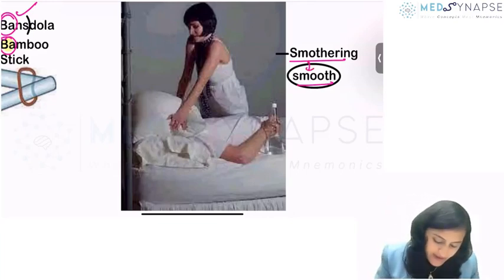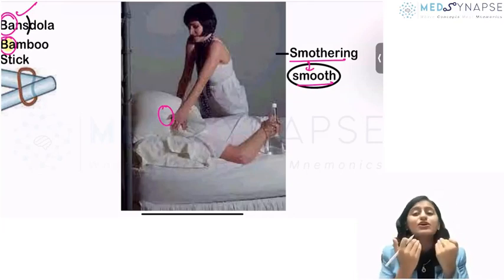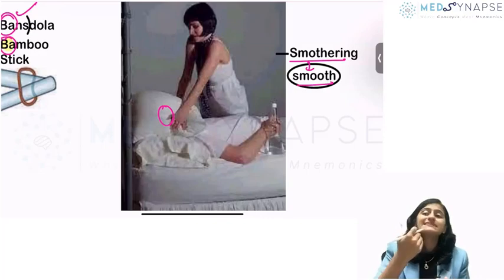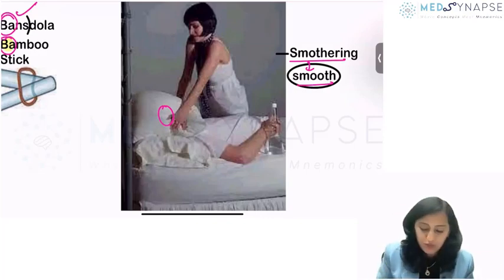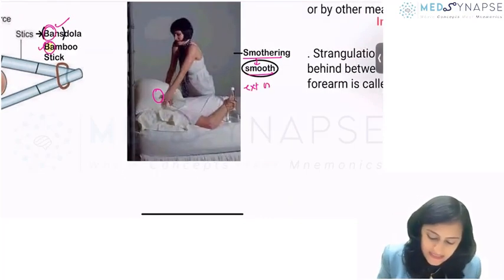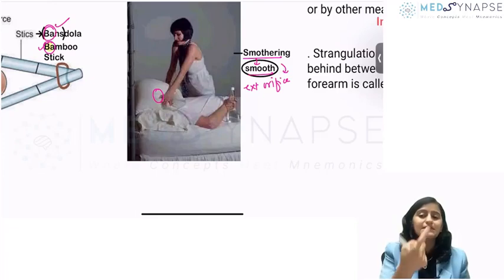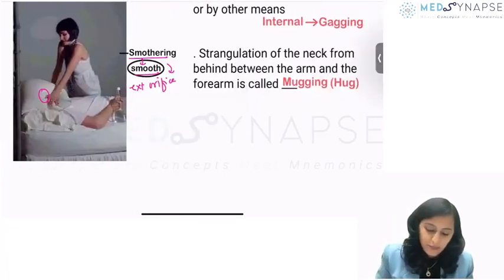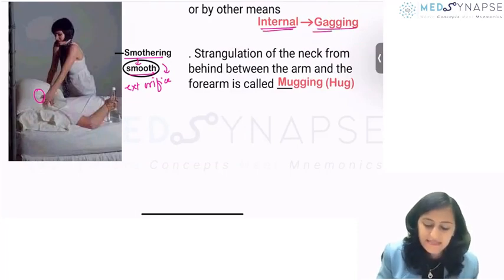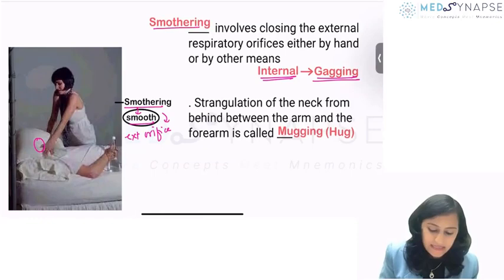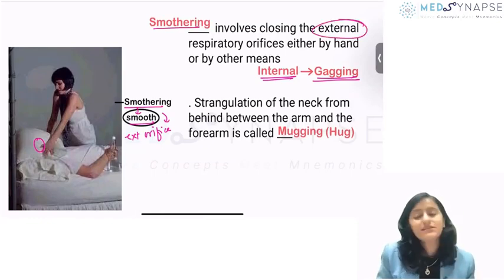So what orifices are blocked here? External or internal? Is the pillow going inside the mouth or the nose? No. So smothering is external orifice obstruction. When it is internal, right? Internal is gag. You put the finger inside, you get a gag. So when it is internal orifice, it is gagging. External is smothering.